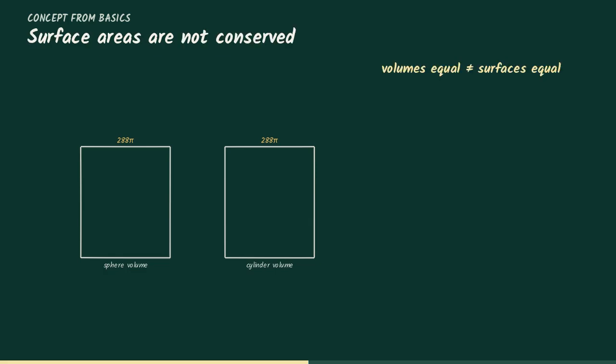The metal is reshaped, so total surface almost always changes. Equating surface areas instead of volumes is a different, wrong problem.